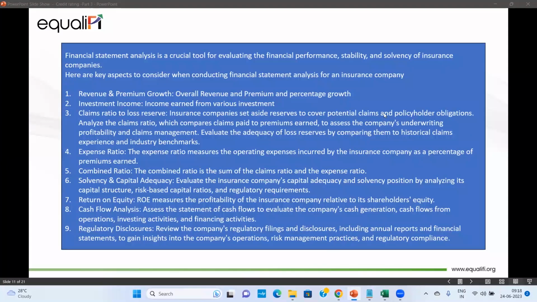Yes, especially the commission. Next is, what is the combined ratio? The combined ratio is the sum of the claims ratio and expense ratio. So that gives you more or less the actual picture of the outflow versus inflow.